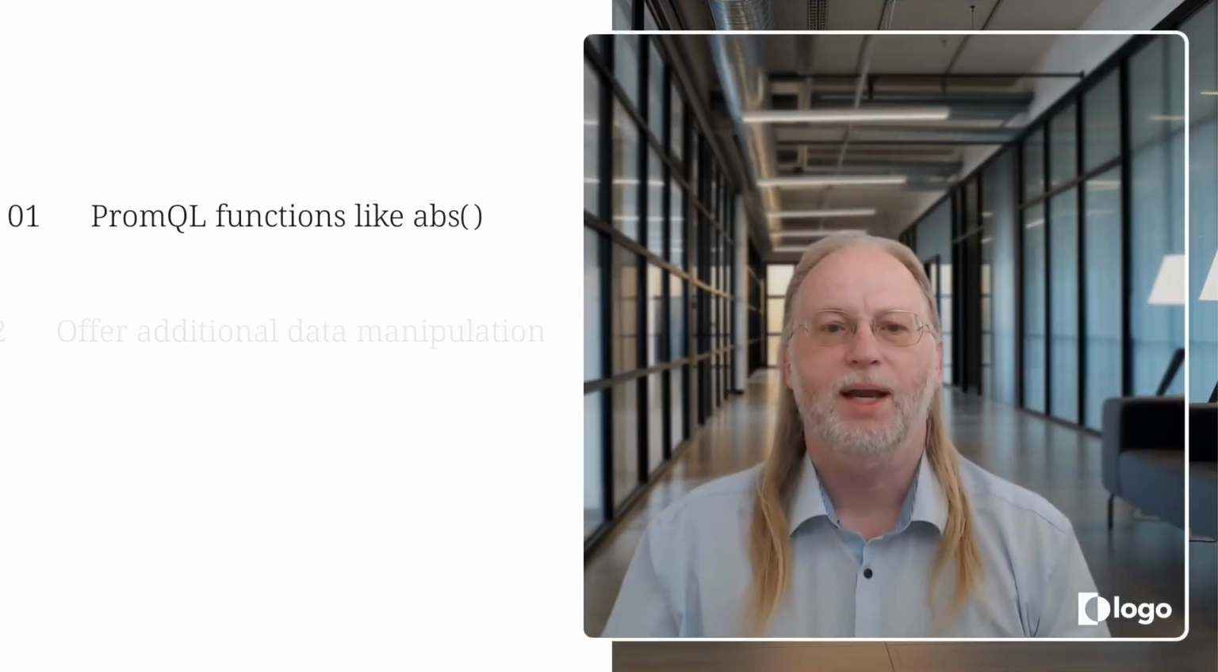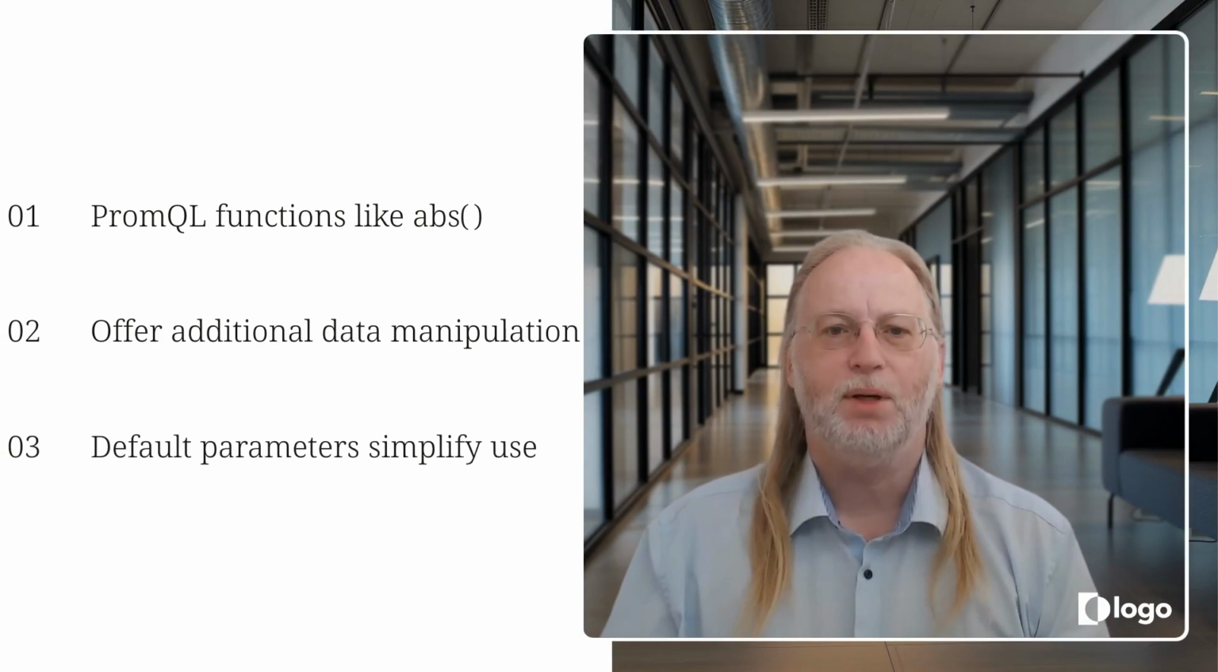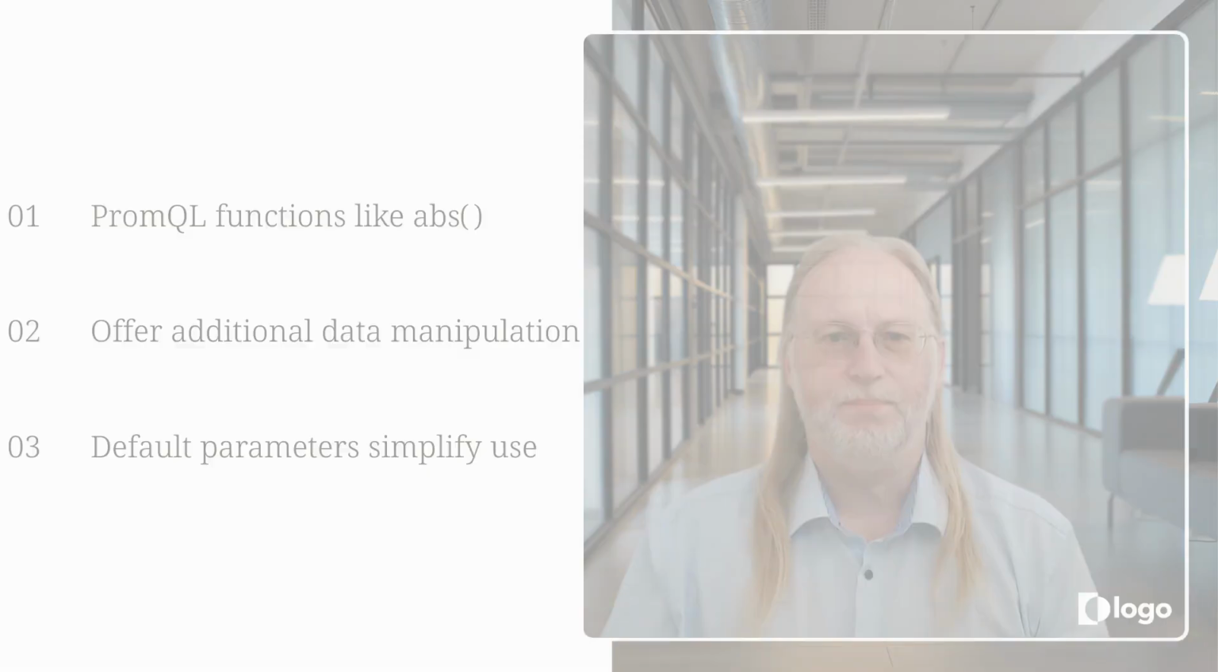PromEQL functions, like abs and rate, offer additional data manipulation capabilities. These functions often have default parameters, simplifying their use in various scenarios.